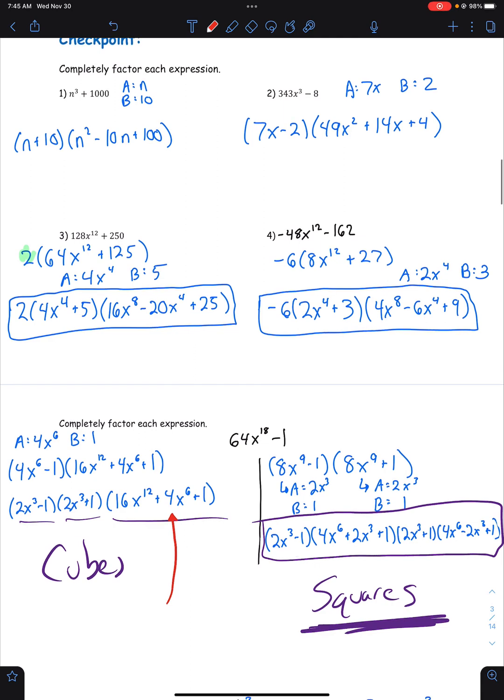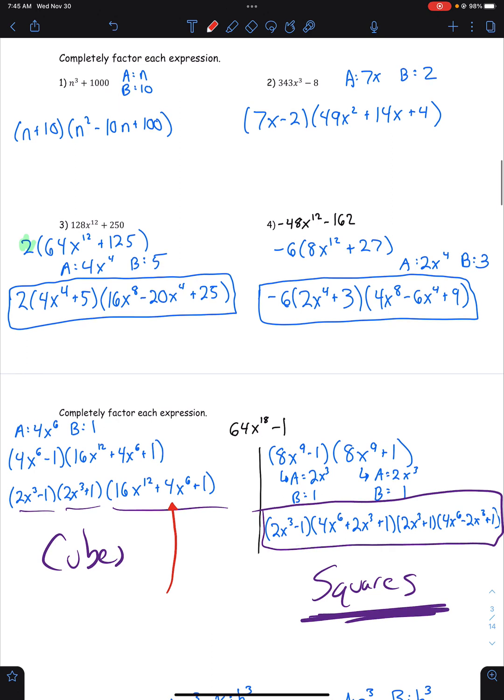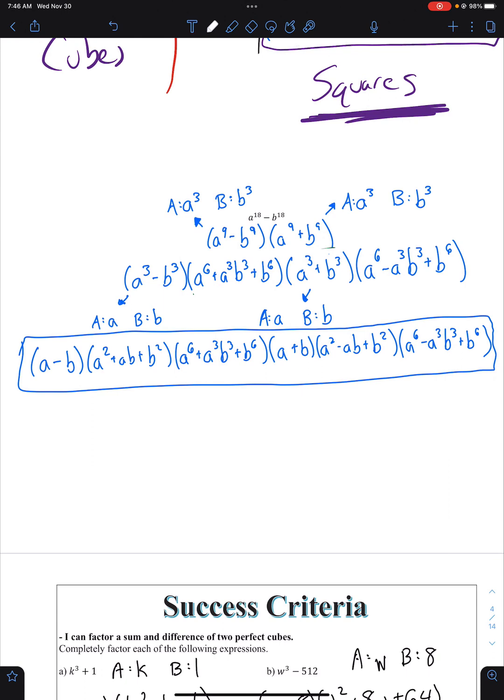You could do all of the squares. So I just want you guys to do the next question. This is what I got for my answer. It is a bit of a lengthy answer.